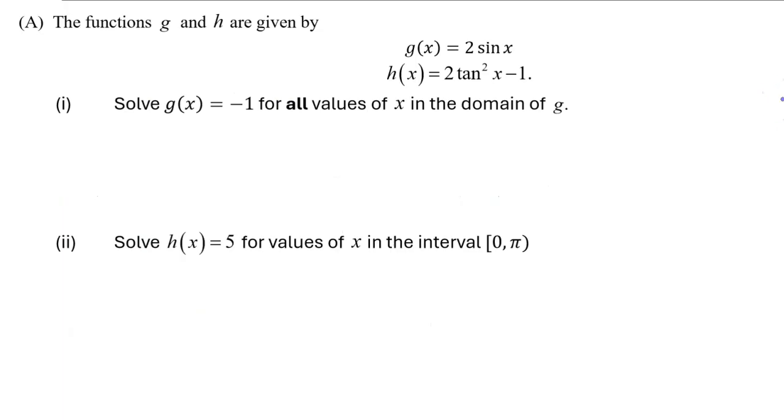The functions g and h are given by these two expressions. Part 1. Solve g of x equals -1 for all values of x in the domain of g. So g of x is equal to -1, so we will write 2 sine x is equal to -1. Next we isolate the trig function, so we will divide both sides by 2. So that leaves sine x is equal to -1/2.